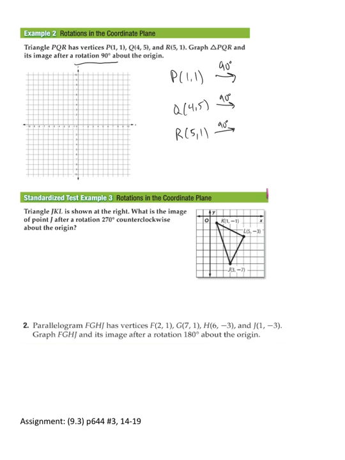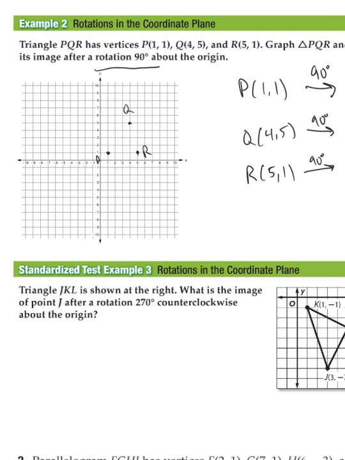Okay. So let's plot our points now. P is (1, 1). Q is (4, 5). And then we've got the point (5, 1). P, Q, R. Guys, again, I'm going to do as best I can to connect these without a straight edge.